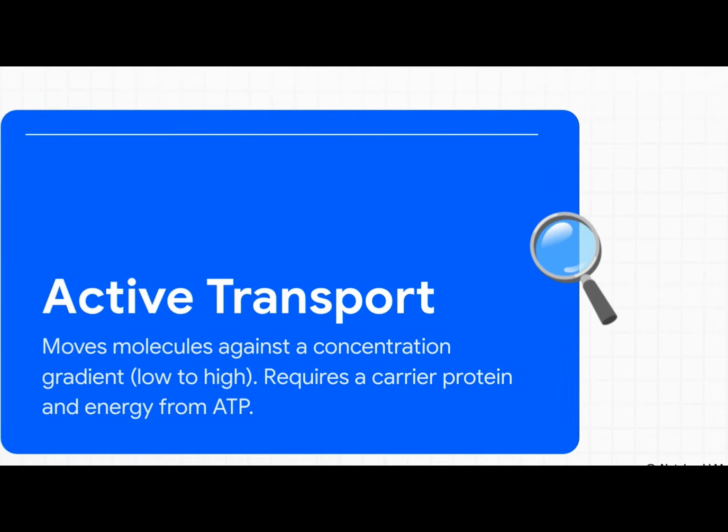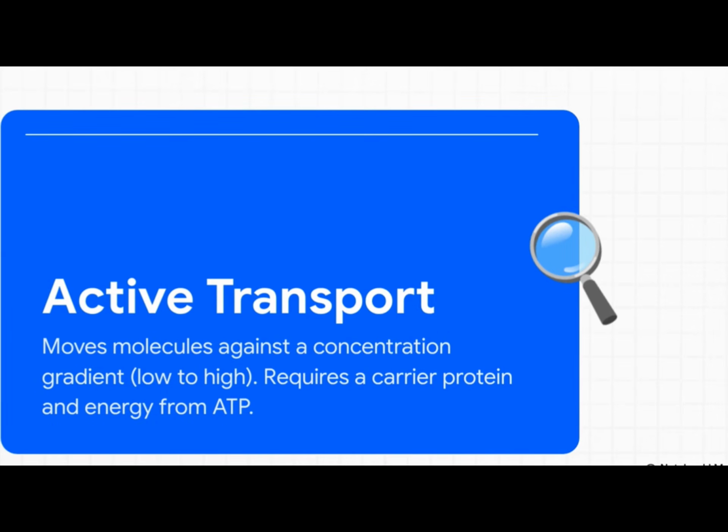So the crucial point here is this. Active transport moves things from a low concentration to a high concentration. And to pull this off, it needs 2 things. First, a specific carrier protein, often called a pump, which is super selective for its target molecule. And second, it needs energy. This energy comes from breaking down the cell's universal energy currency, a molecule called ATP.